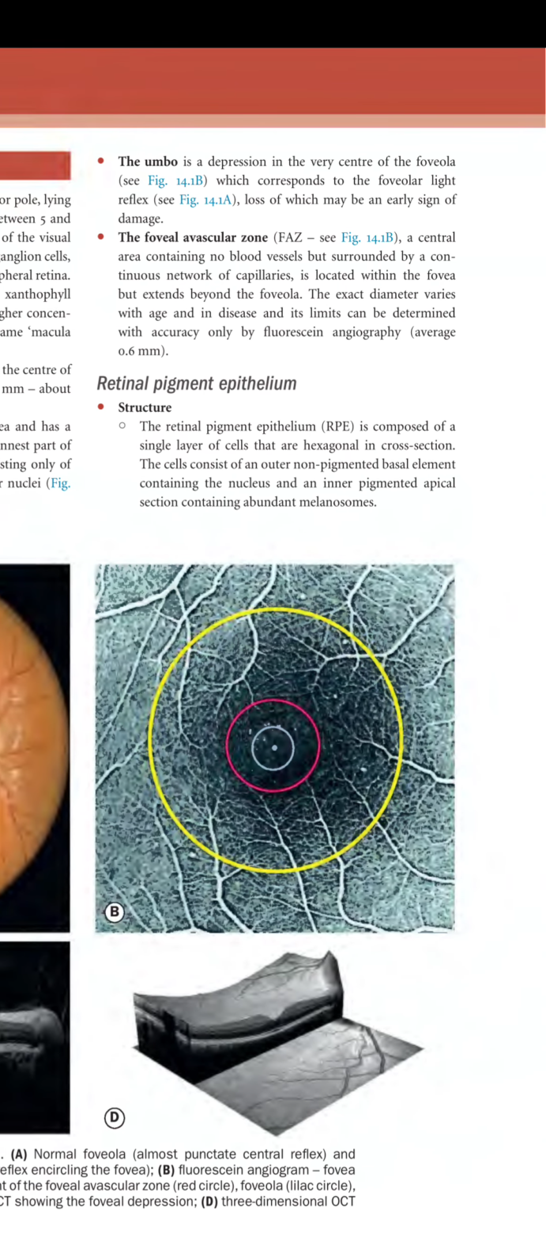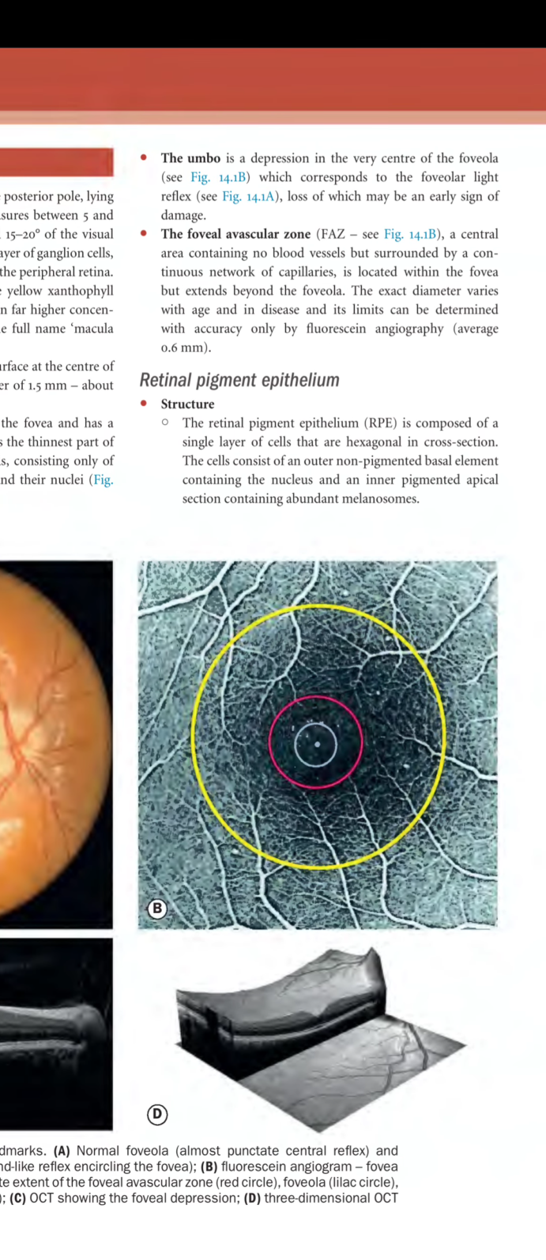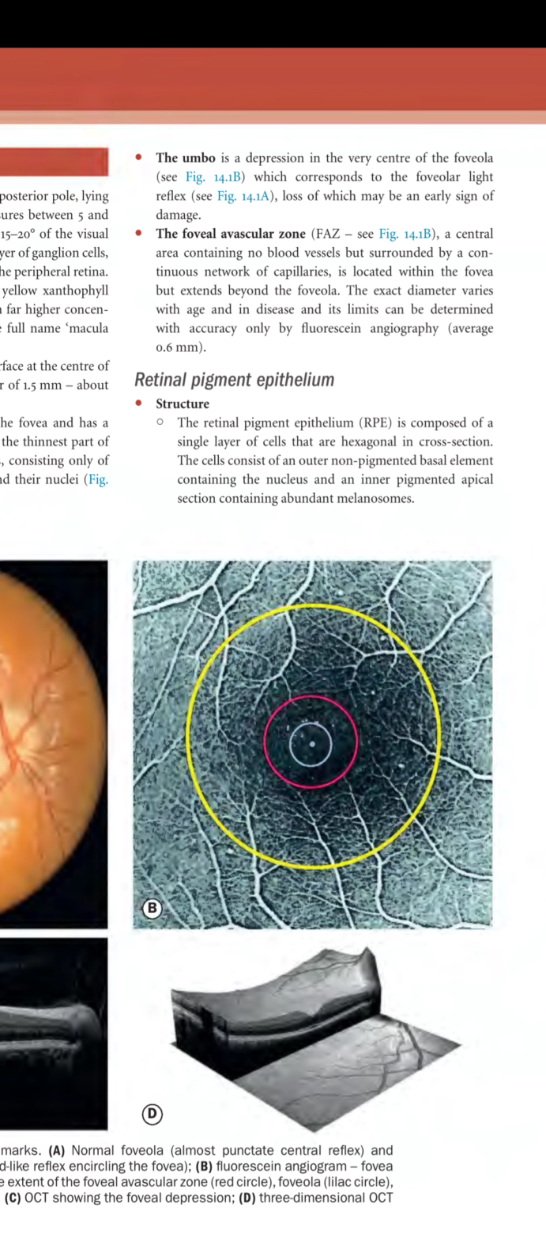Then there is the umbo, the depression in the very center of the foveola, which corresponds to the foveolar light reflex, loss of which may be an early sign of damage.